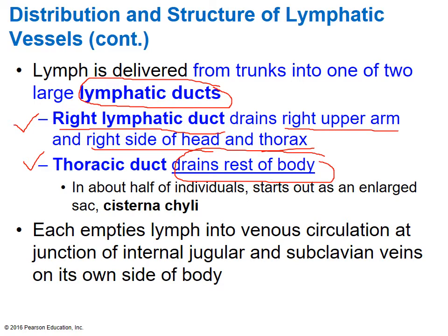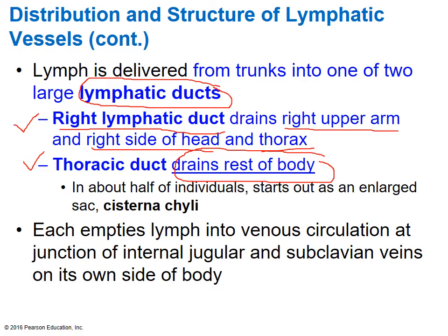It's going to take care of your abdominal cavity. It's going to take care of your right upper arm. It's going to take care of your left upper arm. It's going to take care of the left side of the head, and it's going to take care of the left side of the thoracic cavity. So the equal distribution is completely off over here with the lymphatic ducts.